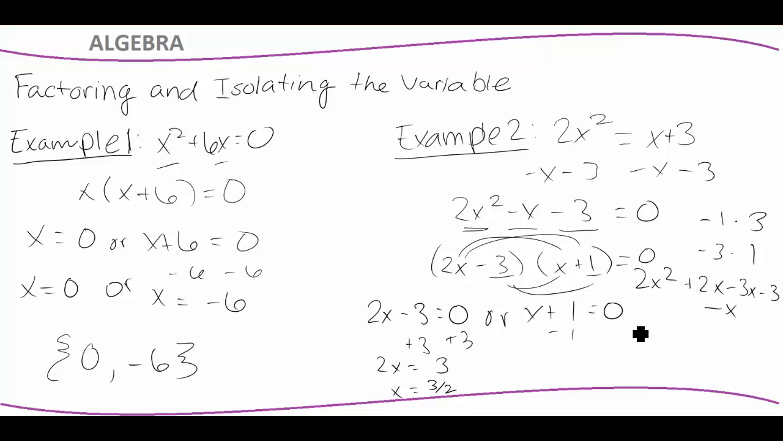We're going to subtract 1 from both sides. We're going to get x equals negative 1. So our solution set for this, for example 2, is going to be negative 1, comma, 3 halves in squirrely brackets.